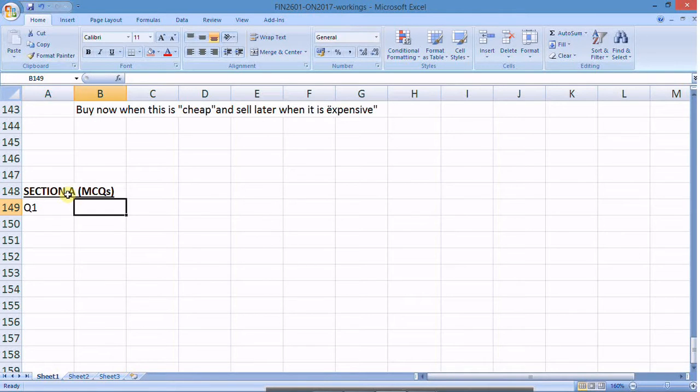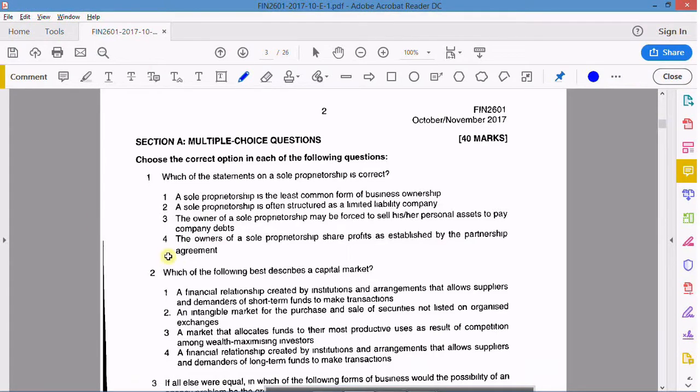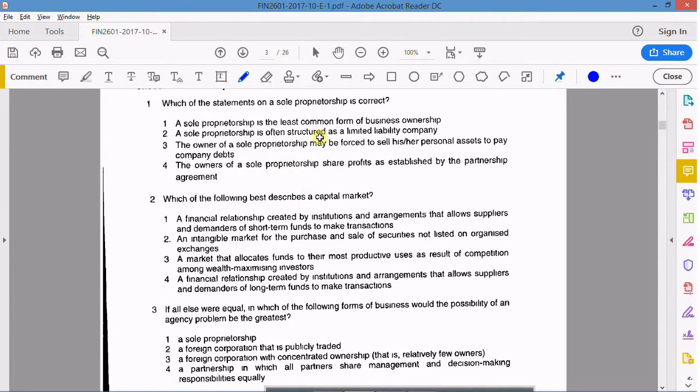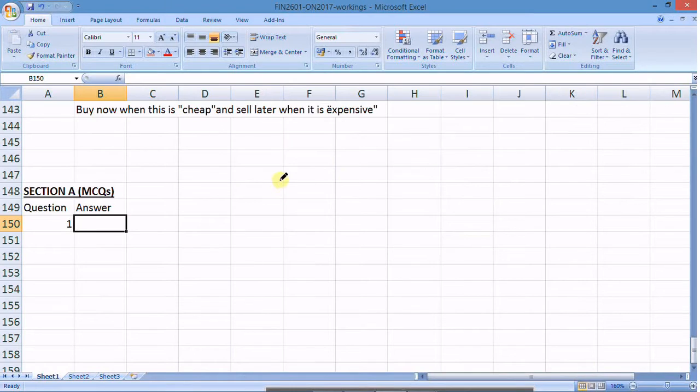Right, question number 1. Which of the statements on a sole proprietor is correct? A sole proprietor is the least common? No. Sole proprietor is often structured as limited? No, it's unlimited. The owner of the sole proprietorship may be forced to sell his assets to pay for the company's debt? Yes, possible. Owners of a sole proprietor share profits? No, they don't share profits. That's out. 3. Good.